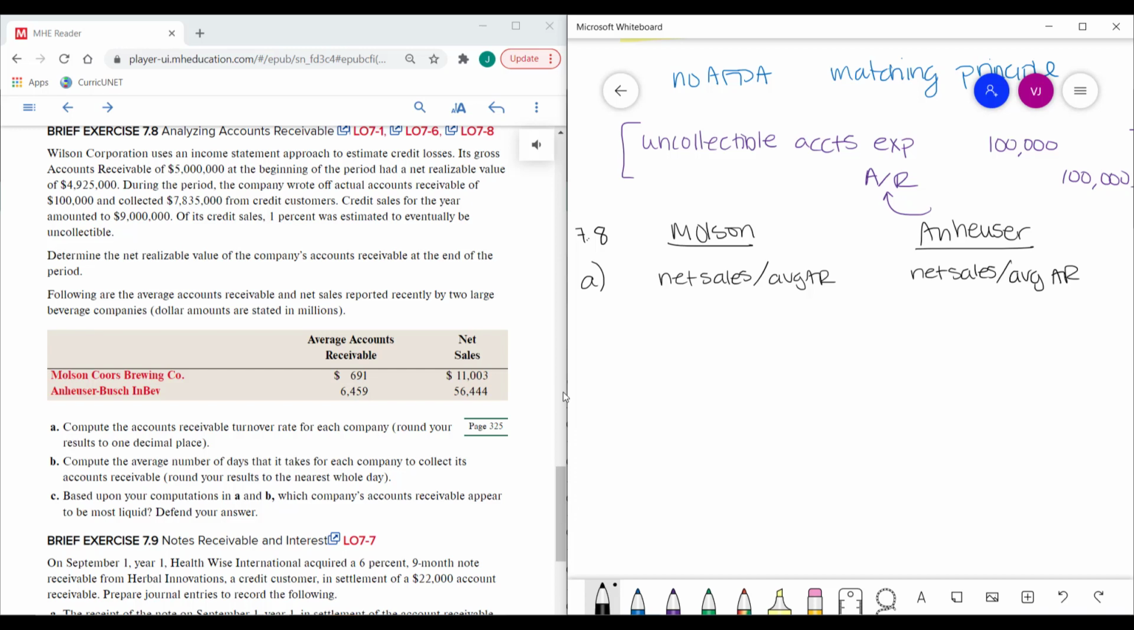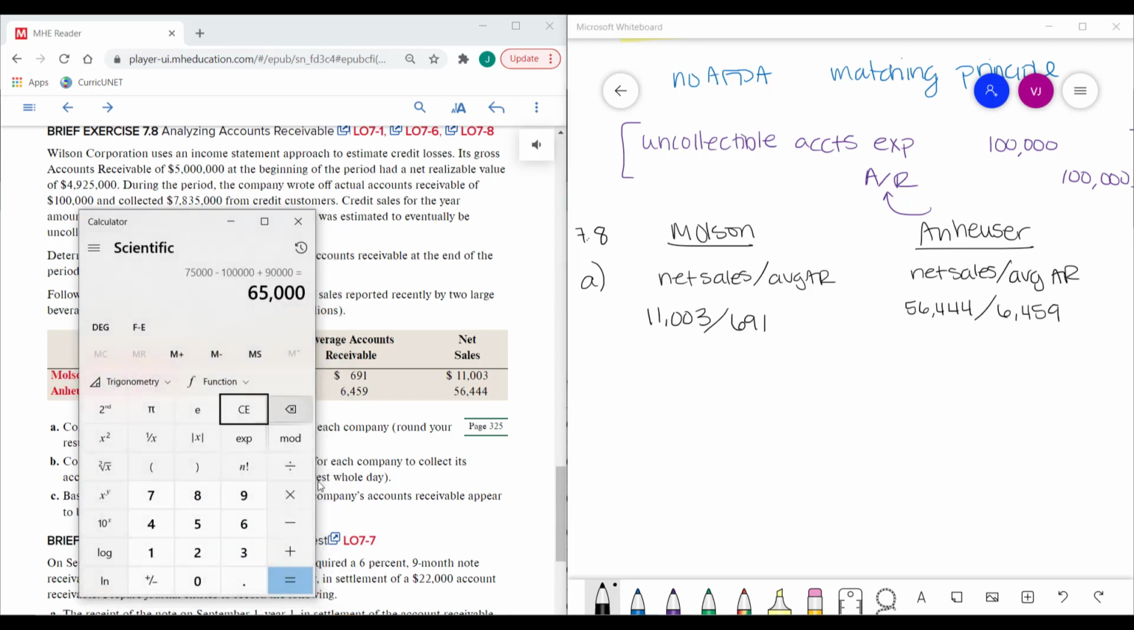So the net sales for Molson is $11,003 million, but we're going to keep them without all those extra zeros, so that's in millions. And the average accounts receivable is $691 million. Net sales for Anheuser, $56,444 million. We're going to divide that by its average accounts receivable of $6,459 million. So let's find the turnover for Molson first. It's basically looking at how quickly they're collecting their accounts receivable, right?